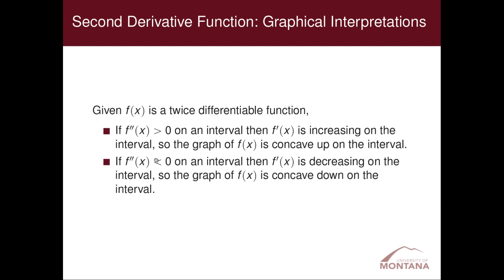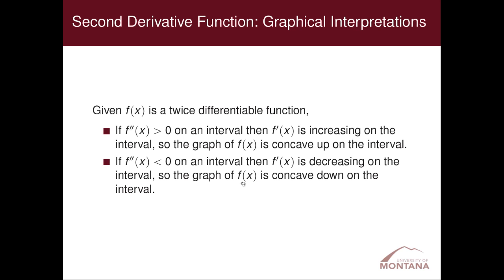Okay, so let's generalize. If we know that the second derivative is greater than 0 on an interval, then f prime of x is increasing on the interval, so the graph of f of x is concave up on the interval. So a positive second derivative indicates a region of concavity that is upward in its direction. Now, if the second derivative is less than 0 on an interval, then we can kind of think that the first derivative is decreasing on that interval. So the graph of f of x is concave down on the interval. It's bending downward on that interval.